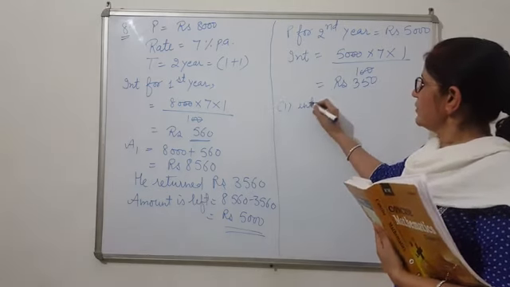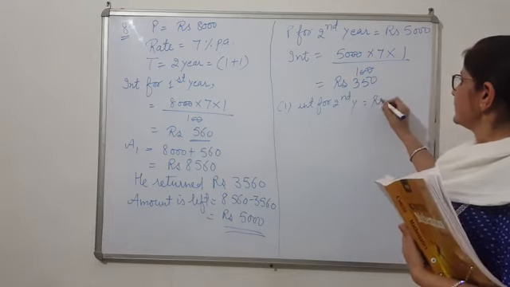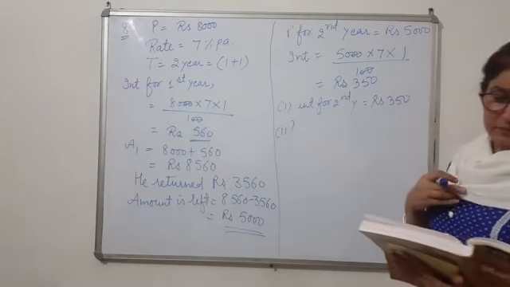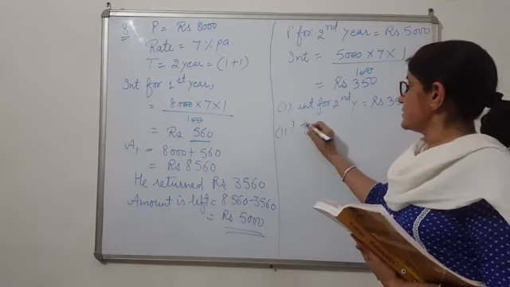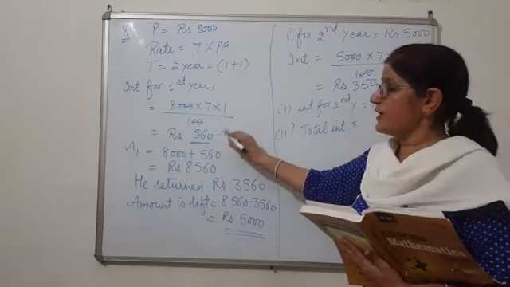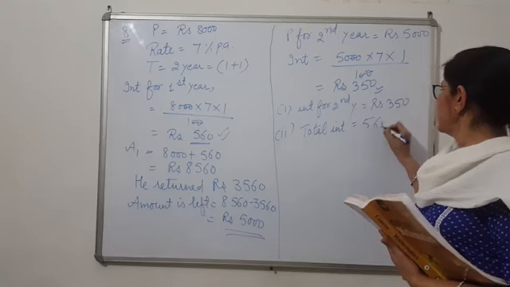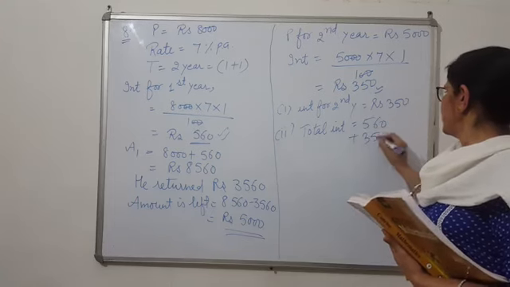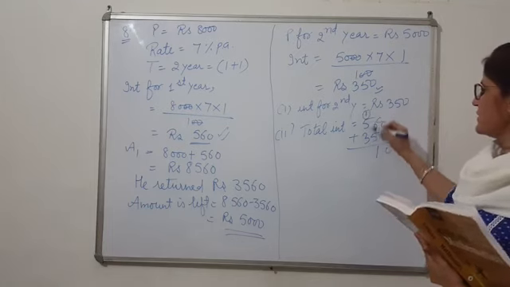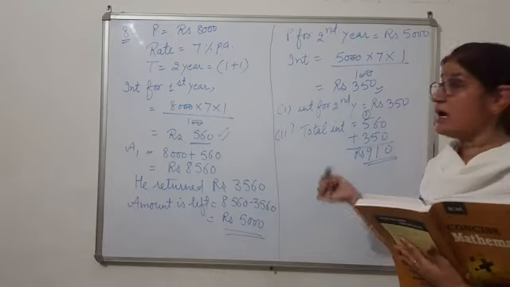Interest for the second year, rupees 350. In the second part, what have they asked? The total interest for 2 years. So for total interest, what will we do? We add this 560 and this 350. 0, 6 plus 5, 11, 1, 5, 6, 3, 9. So 910 rupees he is paying for both the years.